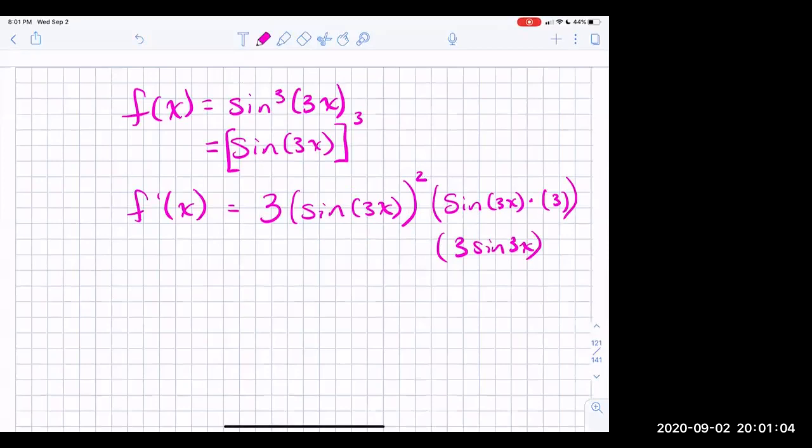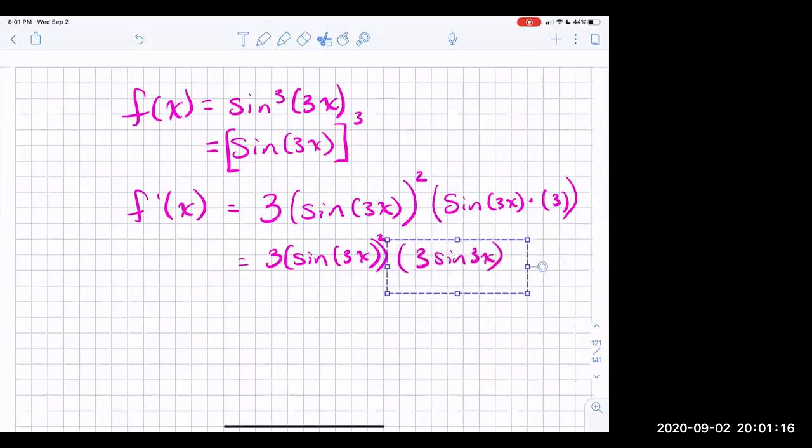Okay? So this becomes 3 sine 3x squared, right? Times another 3 sine 3x. Okay? So if I was writing this out, oh, derivative of sine is not sine, it is cosine. There we go. So this becomes 9 sine squared 3x cosine 3x.